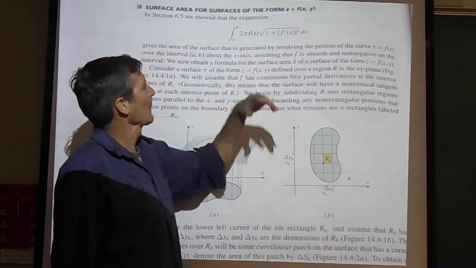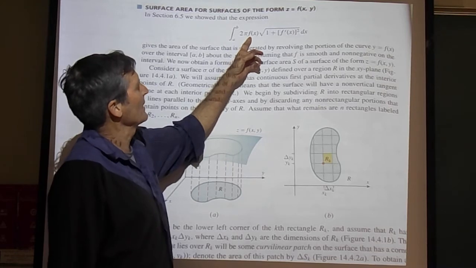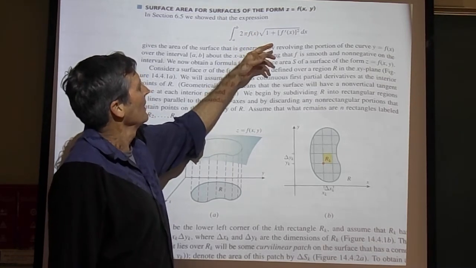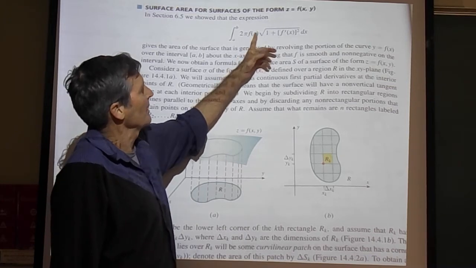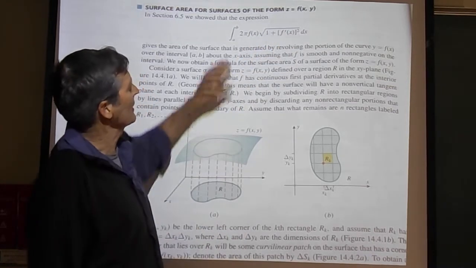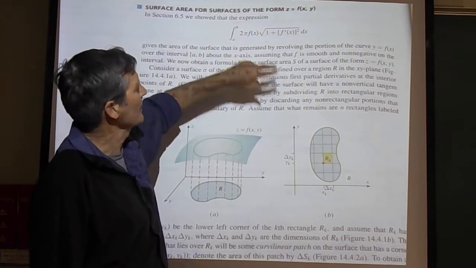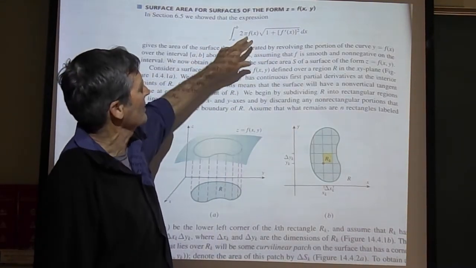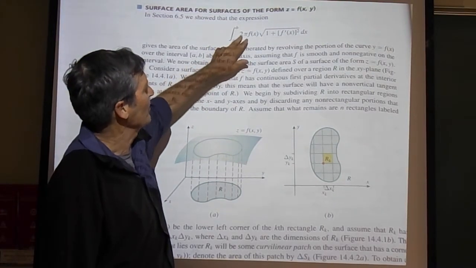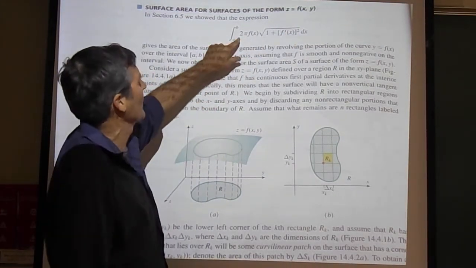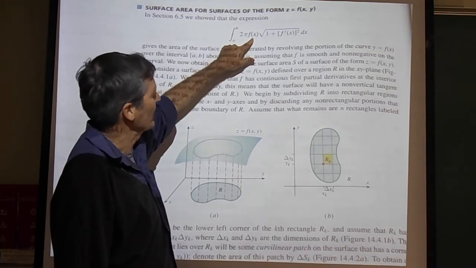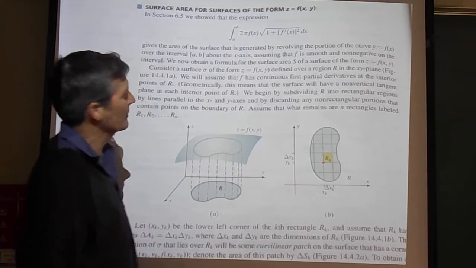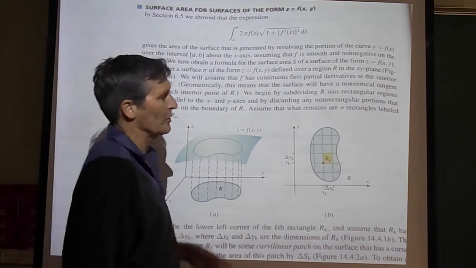If you have a surface whose radius at each point x along the x-axis is f of x, and it's a continuously differentiable function, you can take the surface area of that surface obtained by revolving f of x around the x-axis between x equals a and x equals b and get this formula. You had this before: integral of 2 pi radius times square root of 1 plus radius prime squared. So keep that in mind, and now we're going to do the more general case.